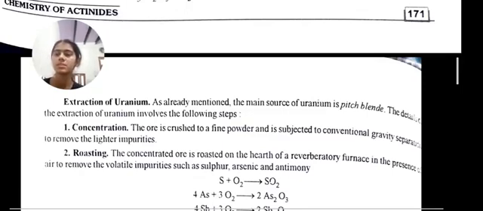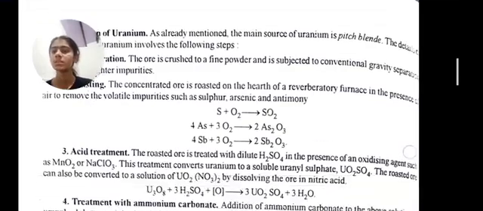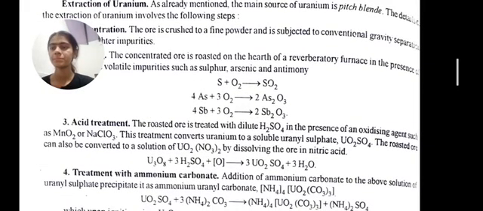First step is concentration. The ore is crushed to a fine powder and is subjected to conventional gravity separation to remove the lighter impurities. The second step is roasting. The concentrated ore is roasted on the hearth of a reverberatory furnace in the presence of air to remove volatile impurities such as sulfur, arsenic, and antimony. Acid treatment. The roasted ore is treated with dilute H2SO4 in the presence of an oxidizing agent such as MnO2 or NaClO3.